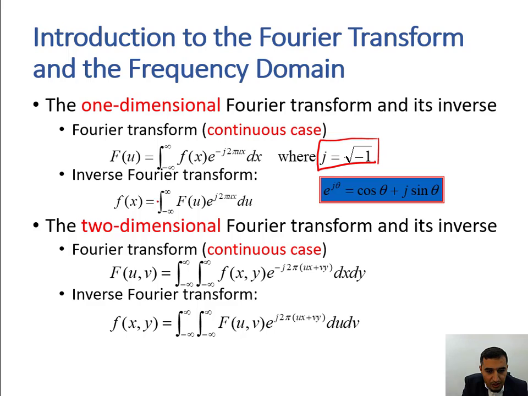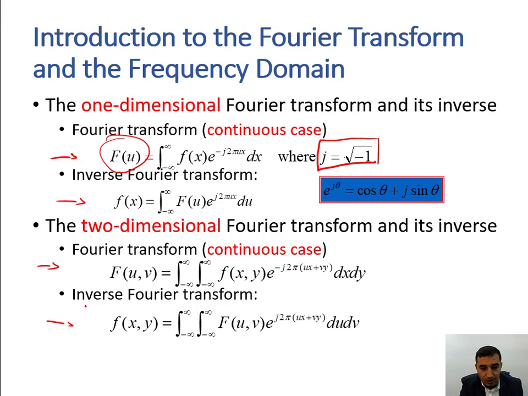For the inverse Fourier transform, if we want to get back our signal, f(x) is equal to the integration from minus infinity to infinity of F(u), which is the transformed signal, times e to the power j 2 pi ux du. So this is the one-dimensional Fourier transform, this is the inverse Fourier transform, and this is the two-dimensional Fourier transform.